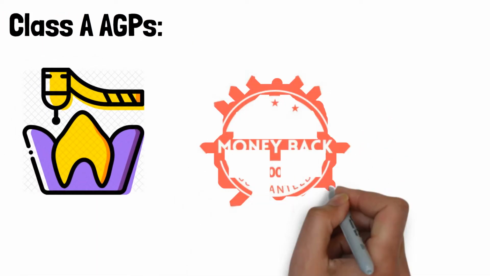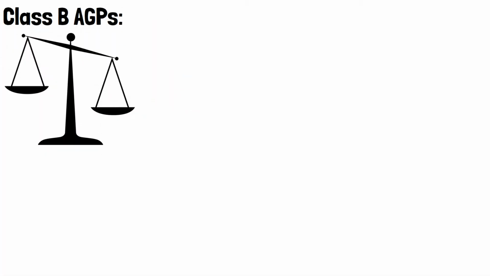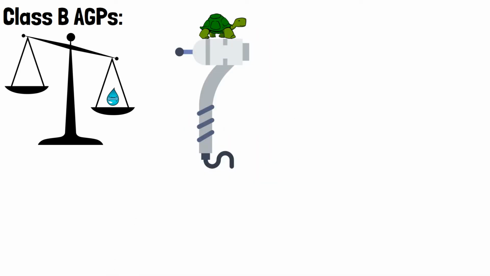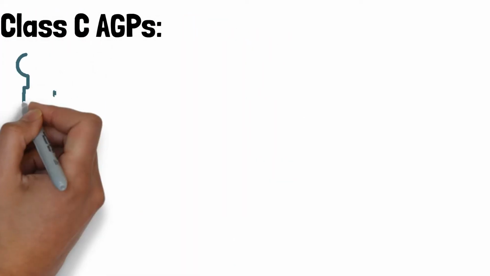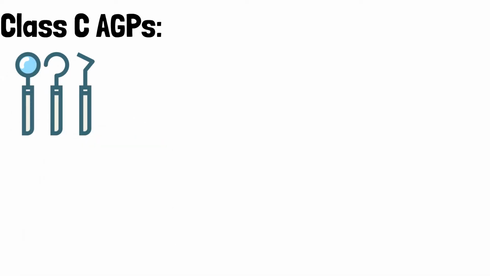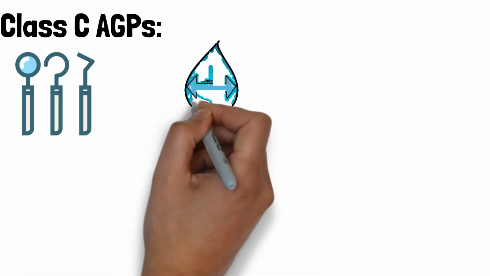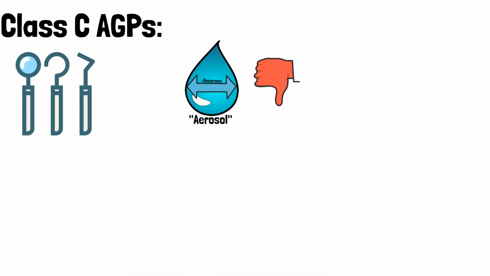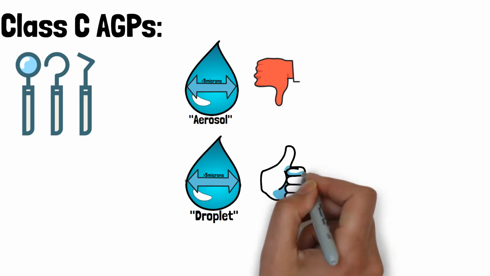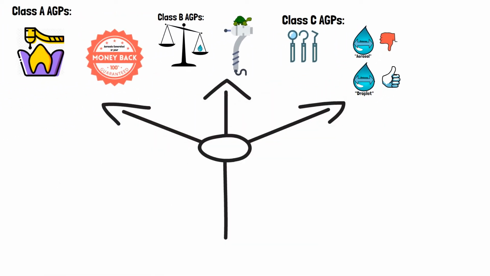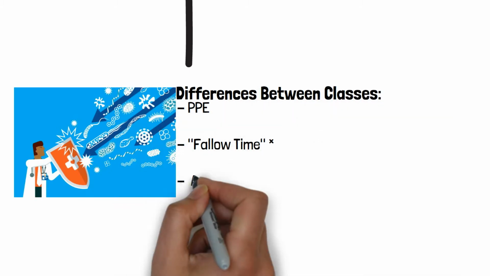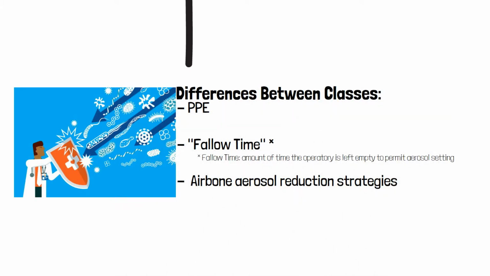Class A aerosol generating procedures use high-velocity instruments that will without a doubt generate aerosols, while Class B aerosol generating procedures have the possibility of producing aerosols through the implementation of low-velocity tools. Finally, Class C are aerosol generating procedures that do not implement power tools. Therefore, they have a very low possibility of generating aerosols. However, they have a chance of producing droplets through splatter creation. In addition to the standard cross-contamination and infection prevention procedures, prophylactic measures between classes vary in additional PPE, fallow time, and airborne aerosol reduction strategies.